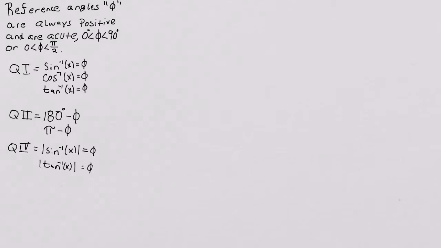Now, what's important to know is my phi will always be positive, and it's an acute angle, meaning it's going to be between 0 and 90 degrees, or 0 and pi over 2. Right below here, I give you some general ways that you can find the reference angle, but after you do it for a little bit, it'll become second nature. So let's take an example.